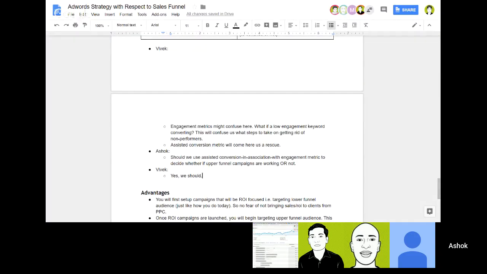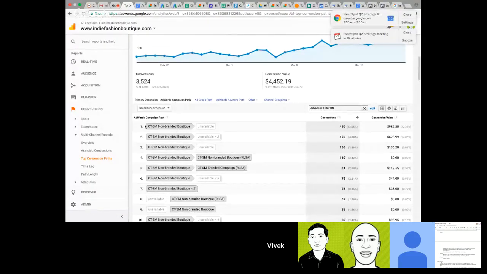So see, the non-branded campaign which we have targeted is giving approximately 4,450 in additional assisted conversion value. So that is going to give us the picture: how much we are getting in normal conversion, and how much that is going to assist us in conversion value. If we talk about last month, how much we spent on non-branded campaigns is going to be less than what we are getting in assisted conversion value.